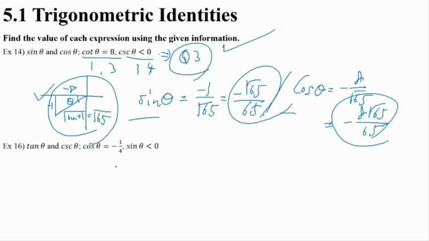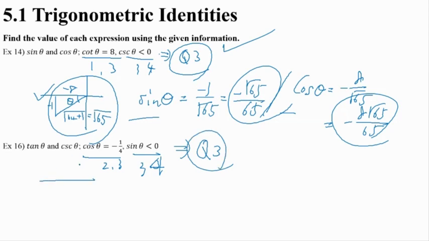Okay. Last question for today. So cosine theta is -1/4 and sine theta is negative. Okay. Which quadrant is cosine negative? Quadrant 2 and 3. How about sine? 2 and 3. Oh, no, sorry, 3 and 4. Okay. So which quadrant? It's supposed to be quadrant 3. Oh, looks like the same. Right.